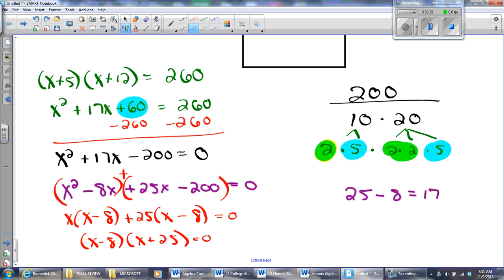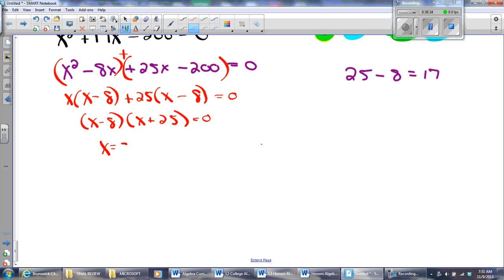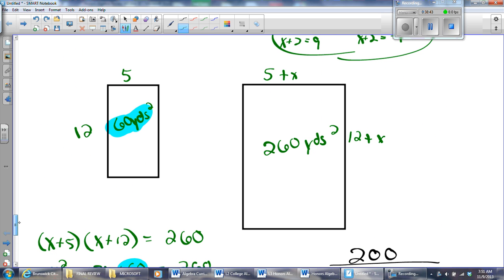Now, when solving these, I'm going to get two answers. I'm going to get x equals 8 from the first quantity, but I'll also get x equals negative 25. This one here does not make sense. Watch. If I put negative 25 in for x, I get 5 minus 25, then this equals negative 20. How can you have a length or a width that is negative 20 yards long? You can't. It's not possible. The only time you can have a negative distance is if the negative is indicating direction. So this negative 20 won't make sense.